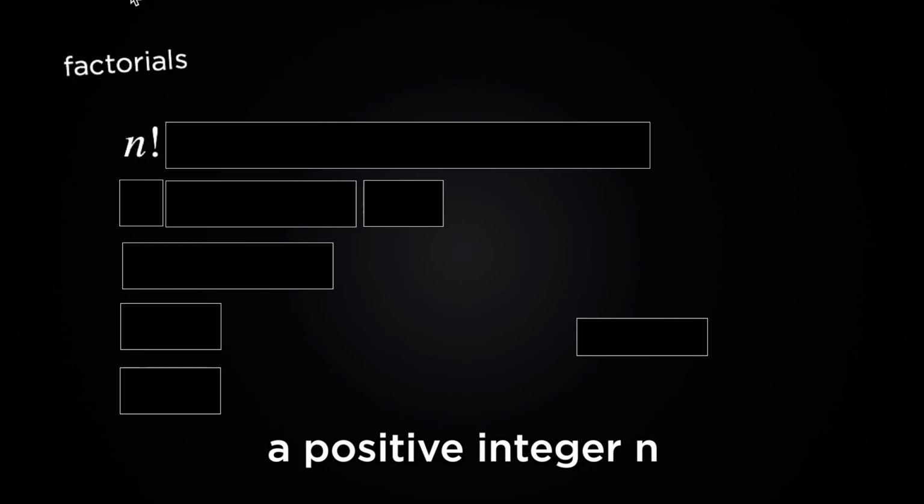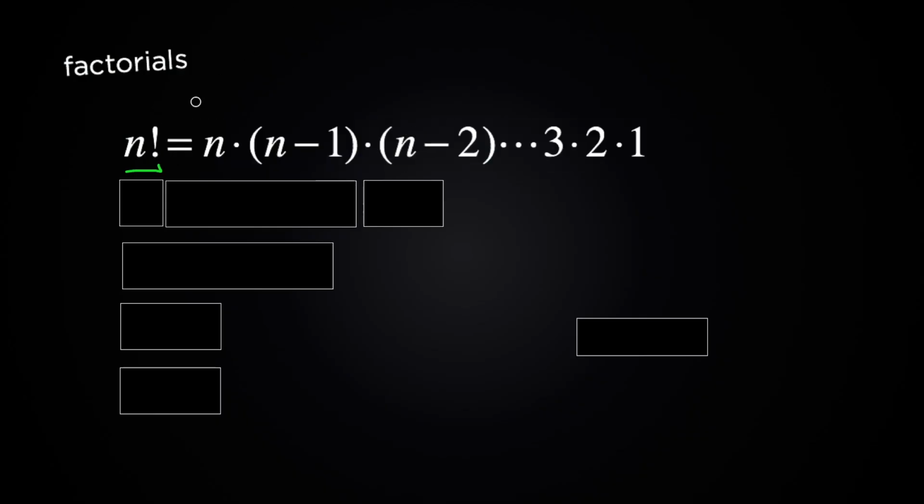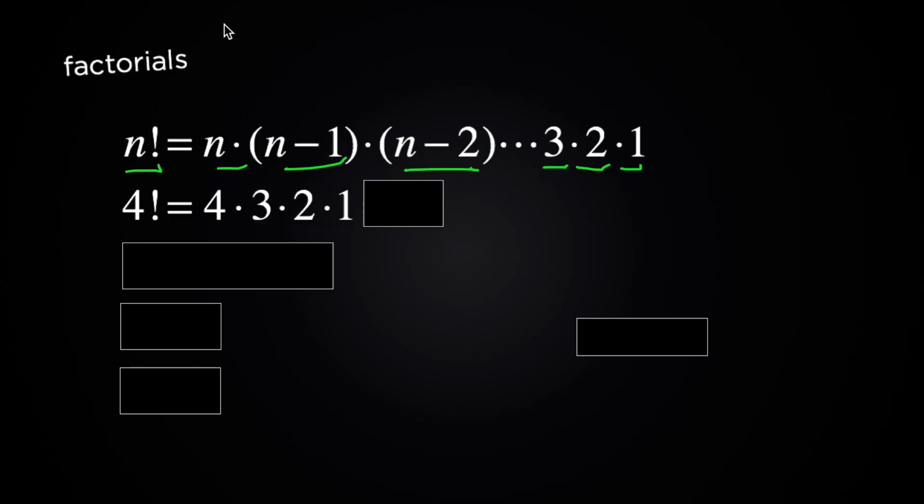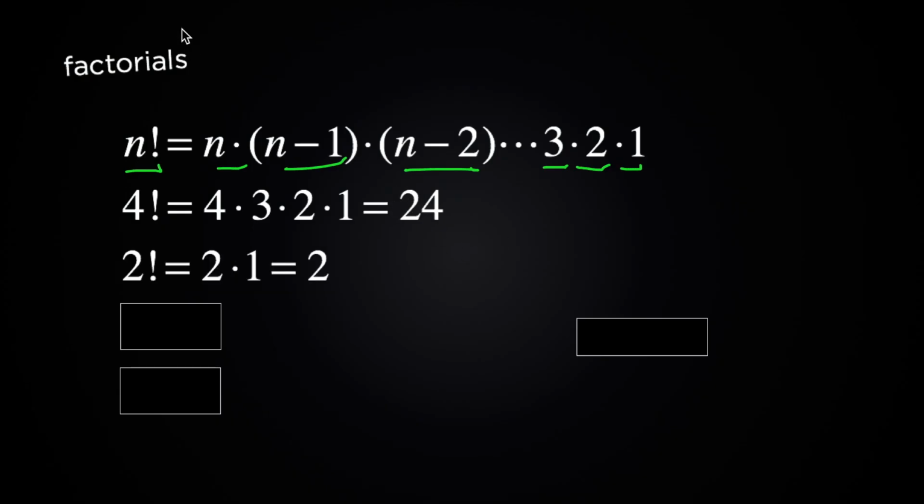If you're given a positive integer n, n factorial is equal to n times n minus 1 times n minus 2 times and so on down to 3 times 2 times 1. So I'm just going to give you a few examples here. 4 factorial is equal to 4 times 3 times 2 times 1, which is equal to 24. And 2 factorial is equal to 2 times 1, which is 2. And 1 factorial is 1.